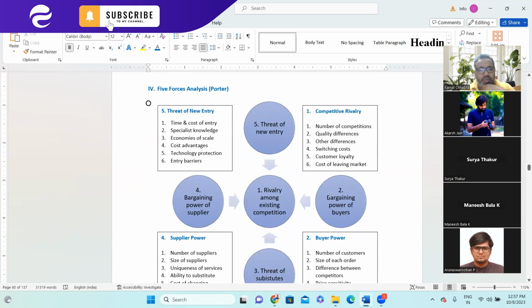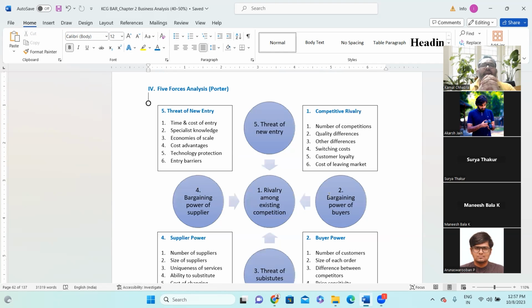So now we are jumping onto the 5 force analysis of Porter. In the 5 force analysis of Porter, these are the kinds of analysis you need to do for your business. So very first step, you need to understand the rivalry among existing competition.